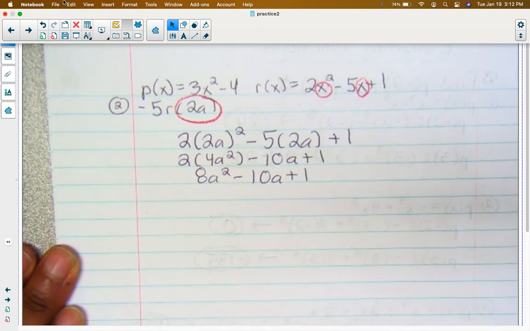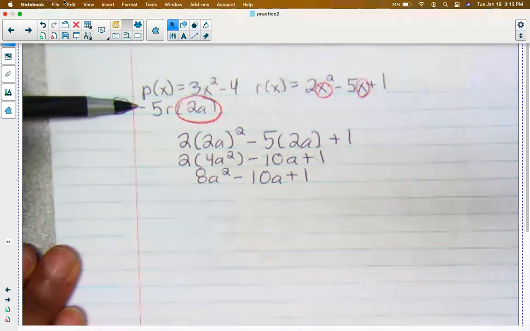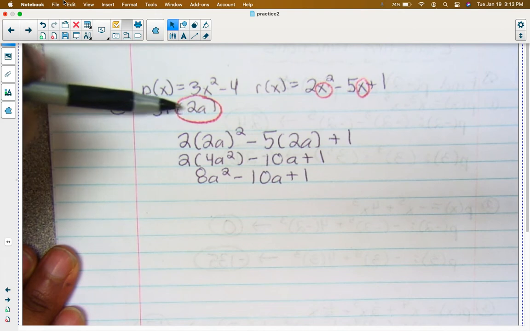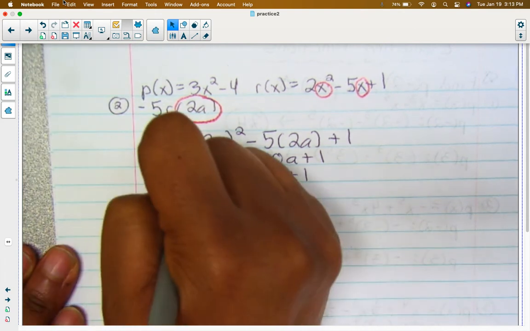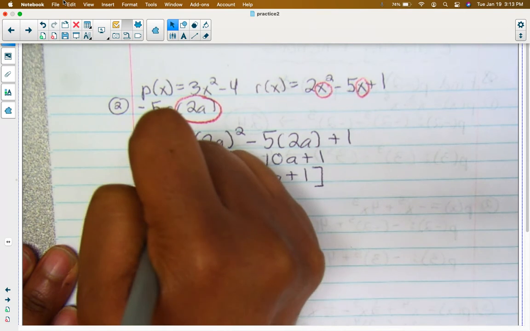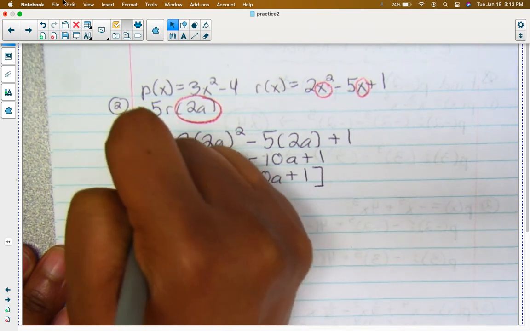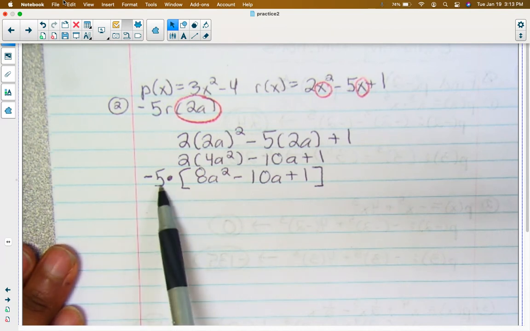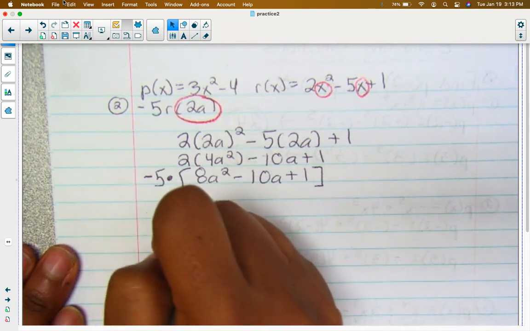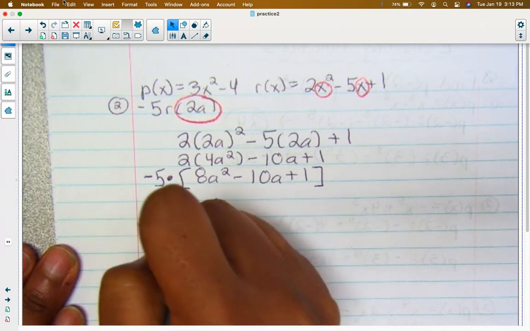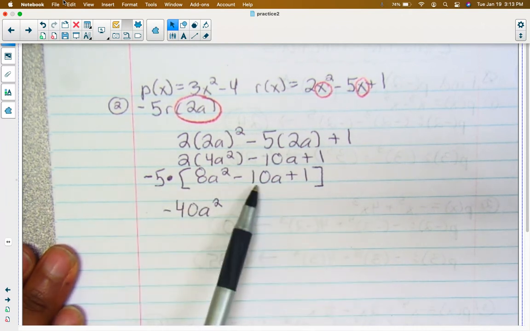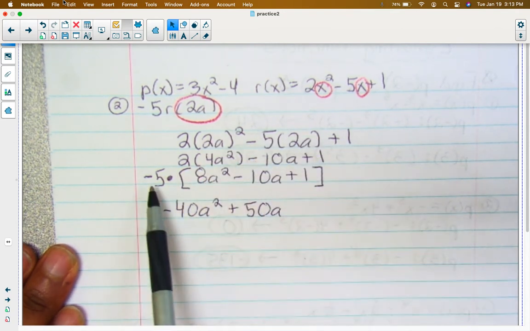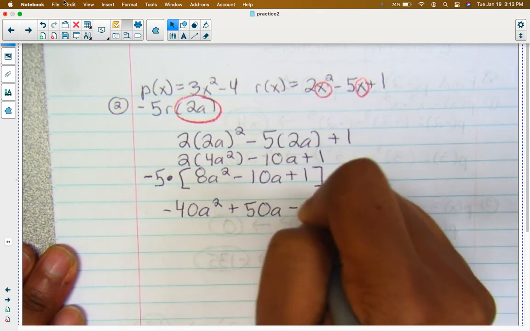Okay. And the last thing I need to do is bring this negative 5 back out in the front. So we did r of 2a first. Now I'm going to take what we found and multiply it by negative 5. Now I'm going to use the distributive property to help me multiply. Negative 5 times 8a is negative 40a squared. Negative 5 times negative 10a is 50a. And negative 5 times 1 is negative 5.